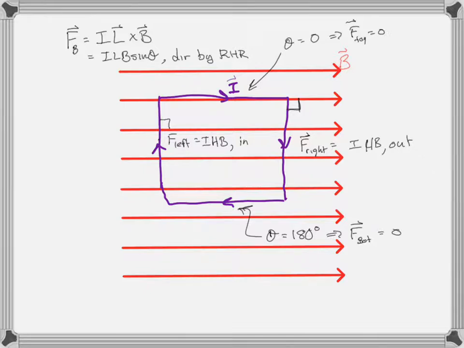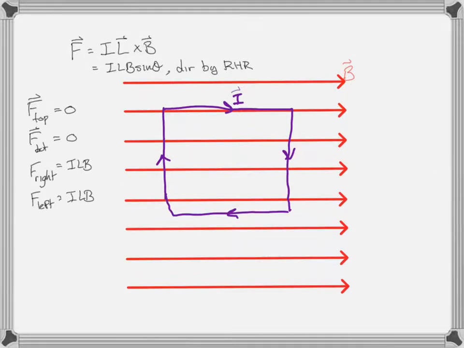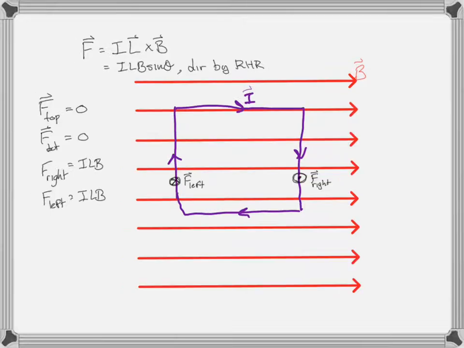So now, H, I had already written this on a new page. There you go. So this is H, not L, because remember, the loop has a height H and a width W. Okay, so the magnitude of the force on the right is IHB, on the left is IHB, but now they're pointing in and out of the page.